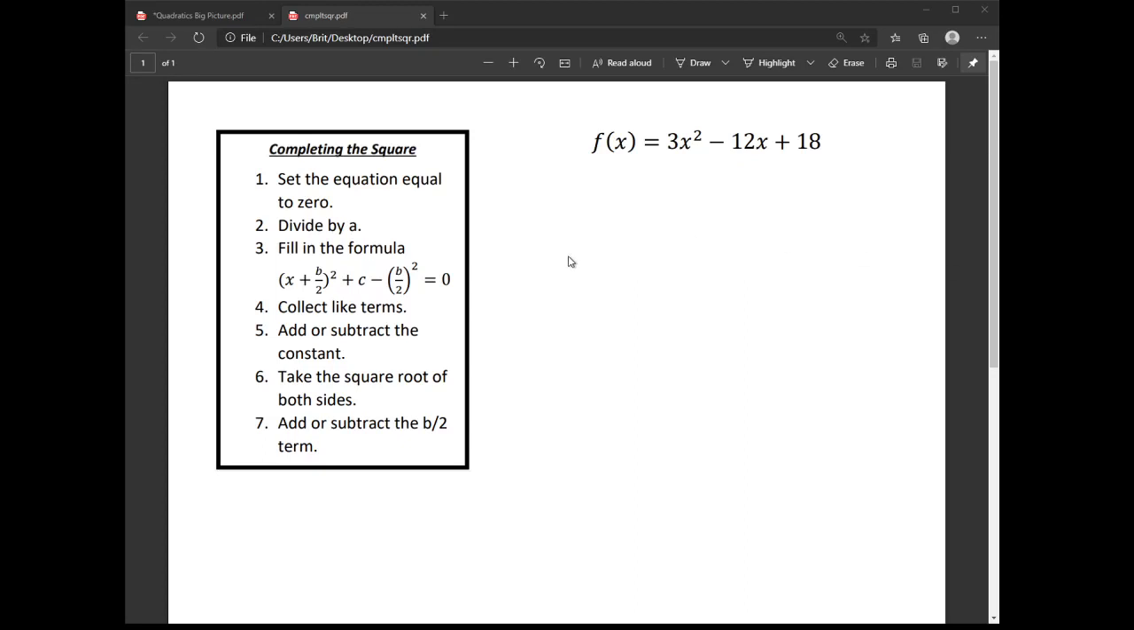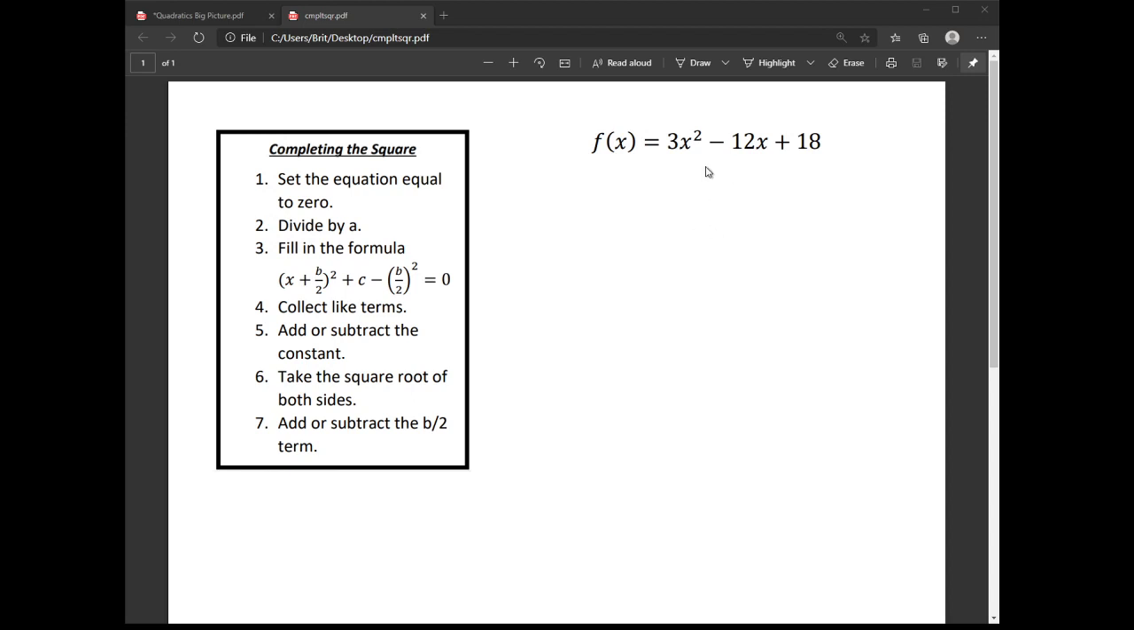Another way that we use to solve the quadratic equation is through the use of completing the square. Some students prefer it over the quadratic formula, but it really just depends on you. So usually there's a little template that I use. I'll show you that here in just a moment.